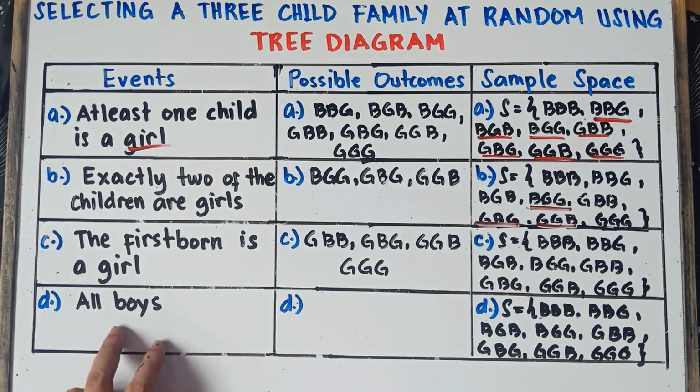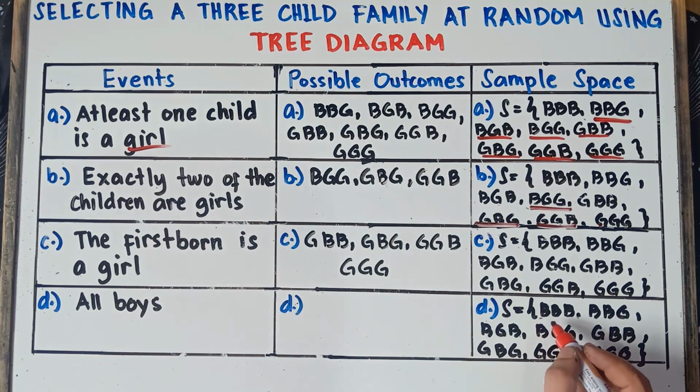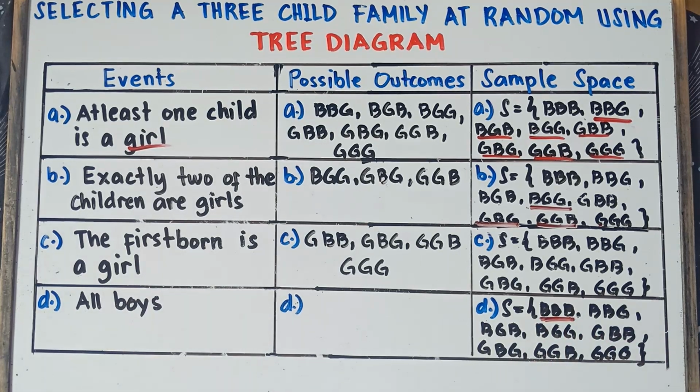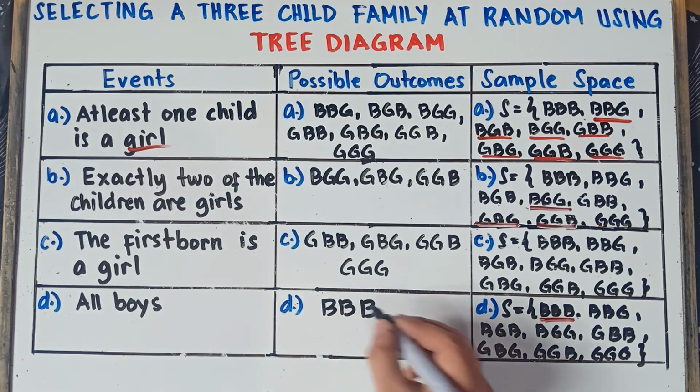Alright, and then letter D, that would be all boys. So you check the sample space. Do we have all boys? Yup. The first one, that would be all boys. So do we have another one that would be all boys? Nope, only the first one. So we only have 1 outcome for all boys. So this will be our answer, all boys.